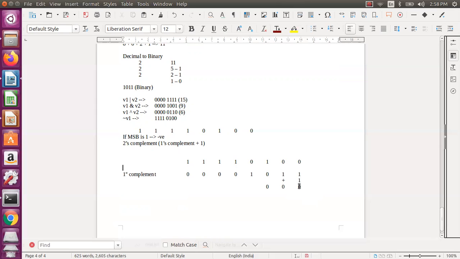Now, 1 plus 1 is 1 0, so I have 0, and then the carry will be 1, so 1 plus 1 will be 1 0 again, so 0 here, and again this is a carry, so I will write this carry here. Okay, so if you put it here, this is 1.